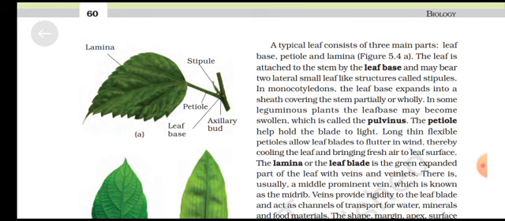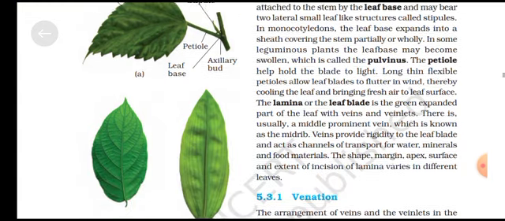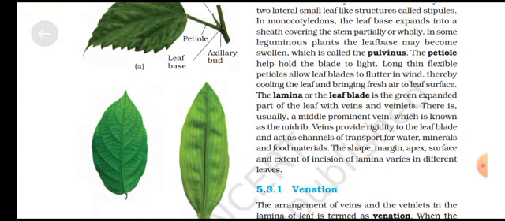There is usually a middle prominent vein which is known as the midrib. Veins provide rigidity to the leaf blade and act as channels of transport of water, minerals, and food material. The shape, margin, apex, surface, and extent of incision of the lamina varies in different leaves.